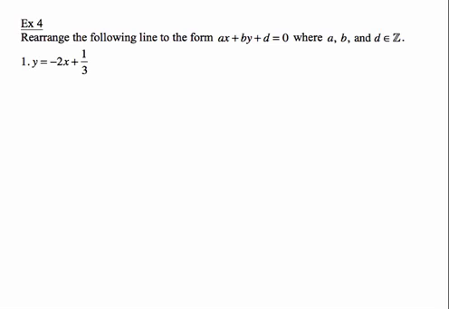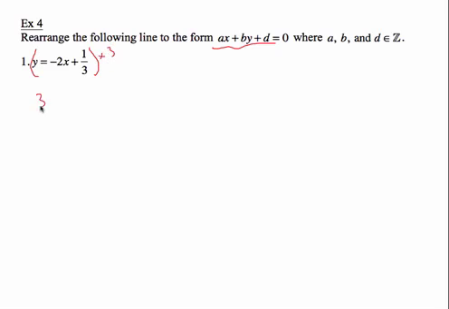Okay, example 4. Rearrange the following line in this form where a, b, and d are integers. So it's kind of like general form with the constant over on this side of the equation. We're going to rewrite this. So like I said before, we don't want fractions, so let's get rid of that right away.